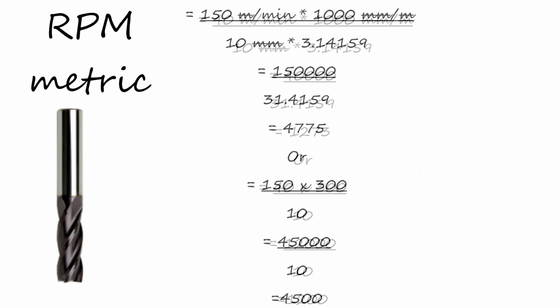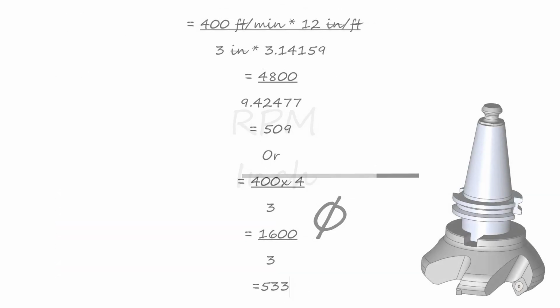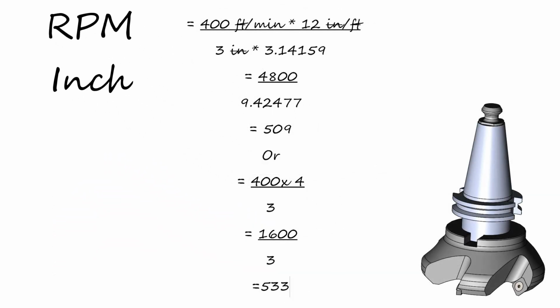If the same 10 mm end mill was now cutting 6061 aluminum, the RPM would be in the range of 4800 to 4500. If a 3-inch carbide face mill was cutting mild steel, the RPM would calculate to between 510 and 550. Next, we'll look at calculating feed rates for milling machines.